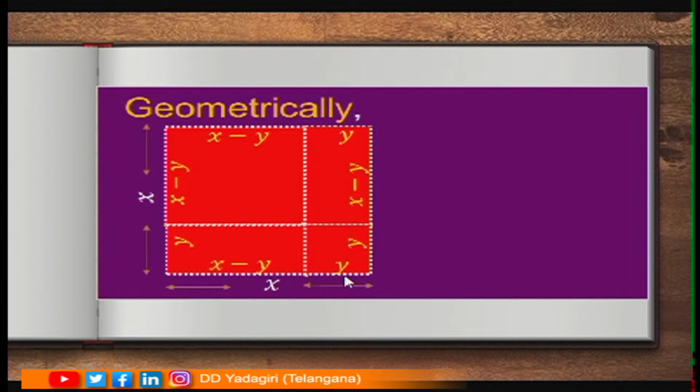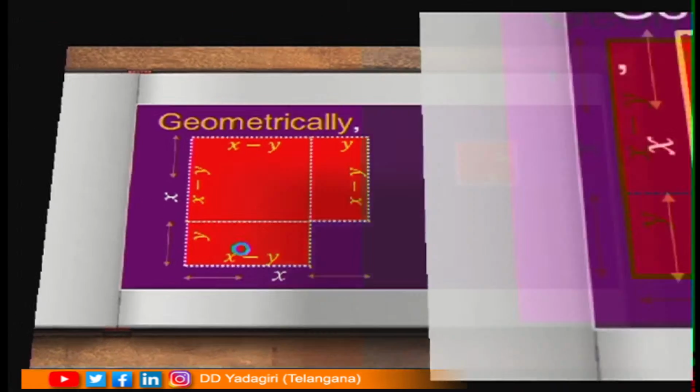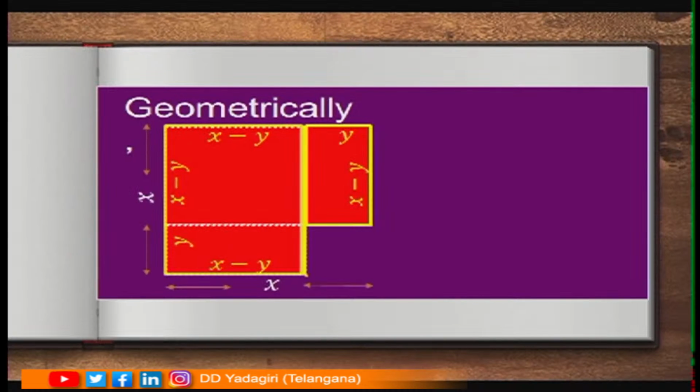What you want is to find out x square minus y square. For that, you take the entire square and remove this part, whose area is y square. When you remove this part, the remaining region is nothing but x square minus y square. So we got the area of the remaining region as x square minus y square.